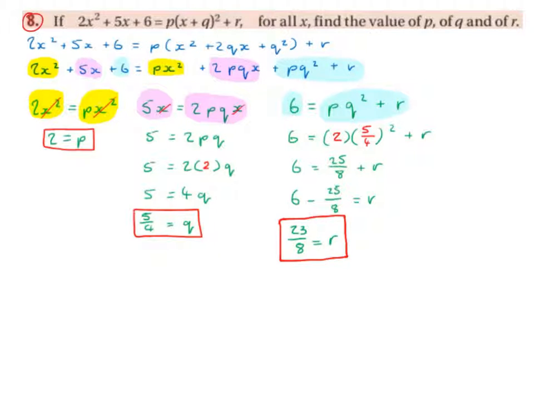Then we're going to put like to like. Let the 5x equal to 2pqx. Again, we're going to cancel out the x's. We're not interested in those. So we've got 5 equals 2pq.